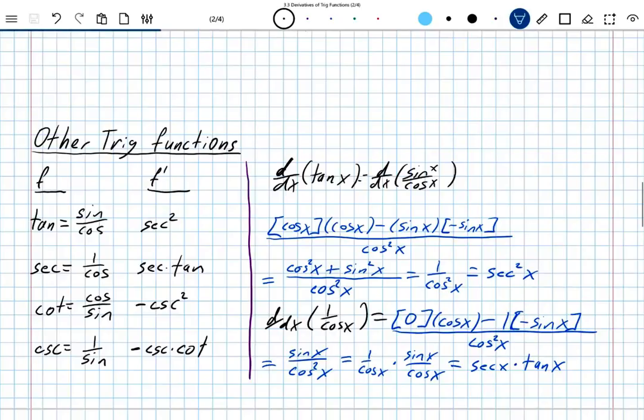Great. Now we have a lot more power. We have all those trig functions to work with, and we will give some more examples in the next lesson.